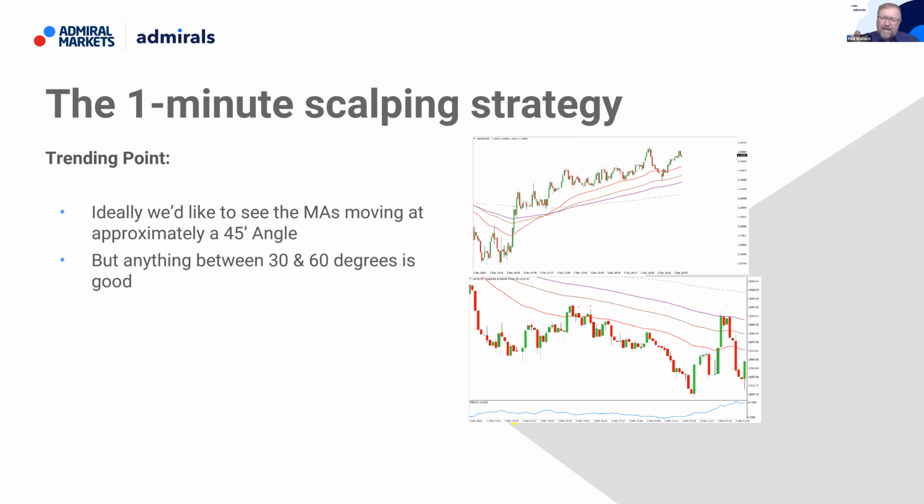Ideally, and it is ideally, I'd like to see the moving averages moving at approximately a 45-degree angle. It should be a nice steady angle, like you can see on those 2 charts there. But anything between 30 to 60 degrees is good. What you find is if it's too steep, that's normally an indication that on a 1 minute chart the market's getting a little bit out of hand, probably getting a little bit frothy. It's probably going to do a little bit of a reverse at some point. We're once again looking for that kind of Goldilocks environment.